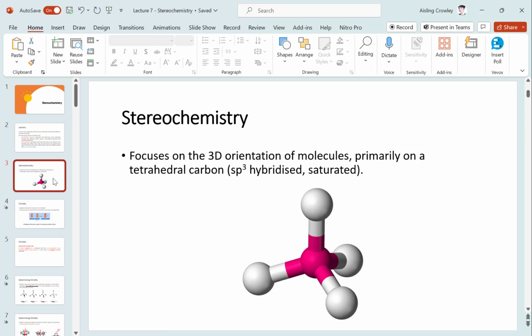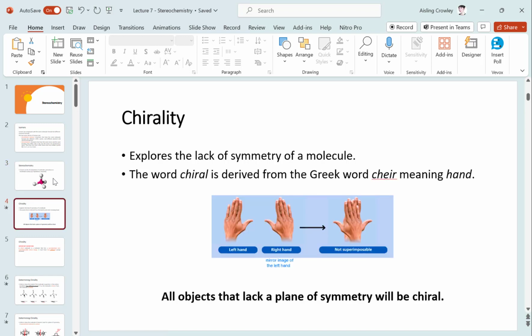So if you don't know what tetrahedral means, if you don't know what that geometry is, please go and revise your notes. When we're examining this tetrahedral carbon, we're going to be looking for specific traits, and we'll talk about that now as we progress through the lecture. One of those traits is chirality. Okay, and the word chiral is coming from the Greek word meaning hand.